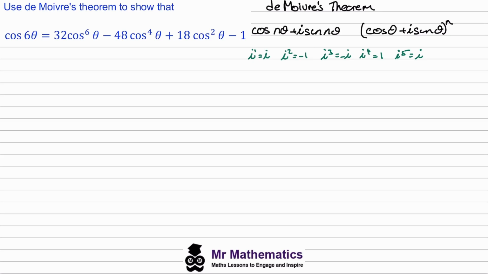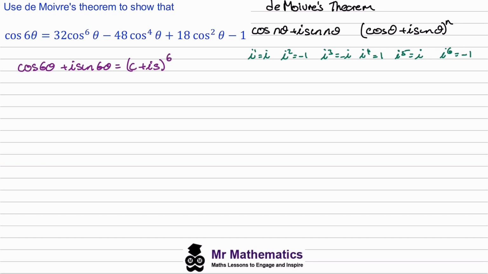to a power. And because we're looking at the cos of 6 theta, we're going to need I to the 6. And this will be I cubed squared. So negative I squared will give us negative 1. So through de Moivre's theorem then, if we replace this n with a 6, then we'll get cos 6 theta plus I sine 6 theta will equal cos plus I sine theta to the power of 6.